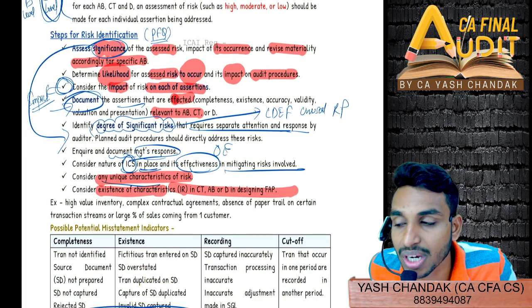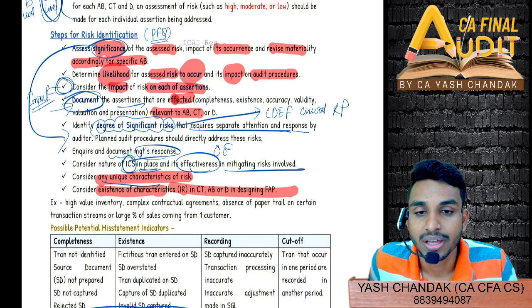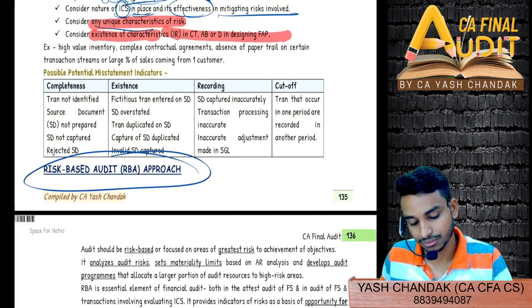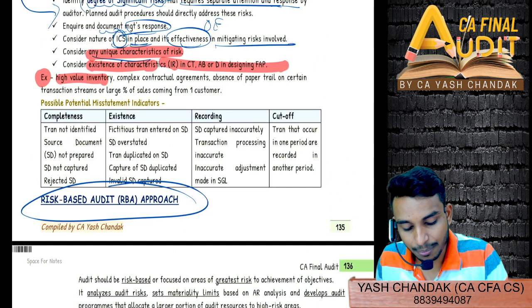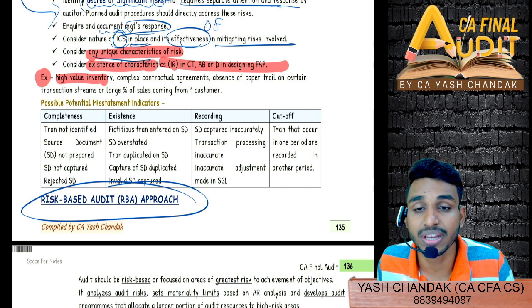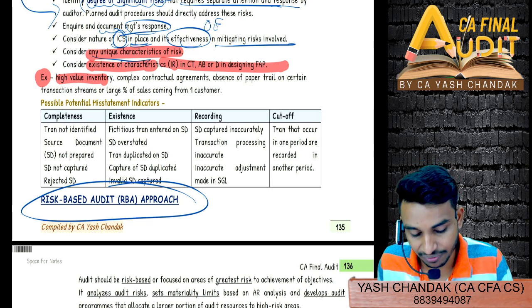Just go through this answer again, very, very important. Steps for risk identification can be asked. And then also go through these examples, like for example, high value inventory. That means in jewelry shops or diamond shops, you will find that the inventory looks very small, however it's carrying higher value.